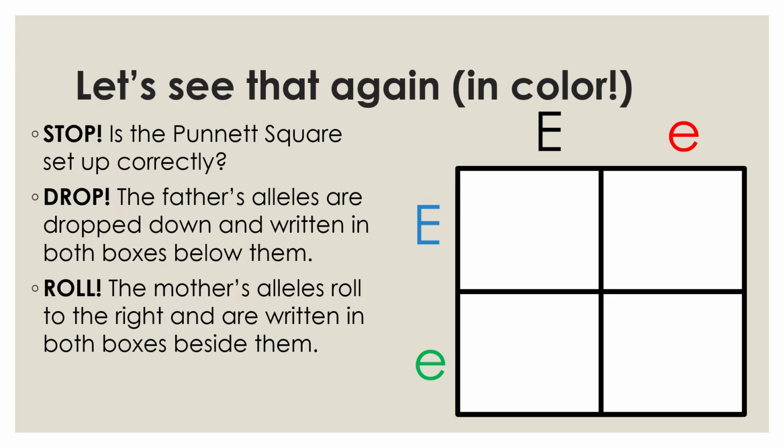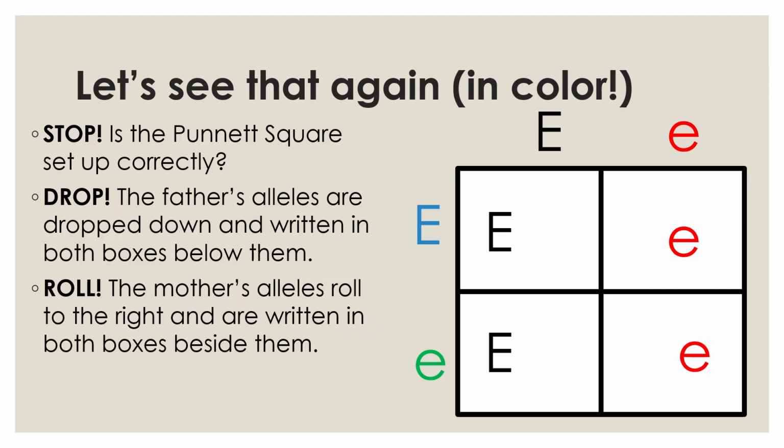We're going to drop the father's alleles and write them in both boxes directly below that letter. So dad's big E is going to drop down to the first box. Dad's big E is going to drop down to the second box. Dad's little e, which is in red, is going to drop down to the first box. Dad's little e in red will also drop down to the second box.